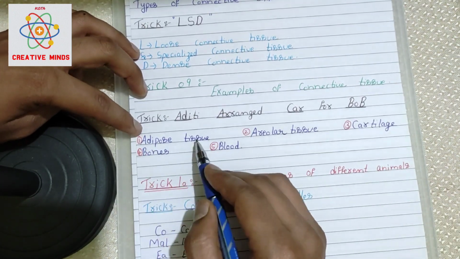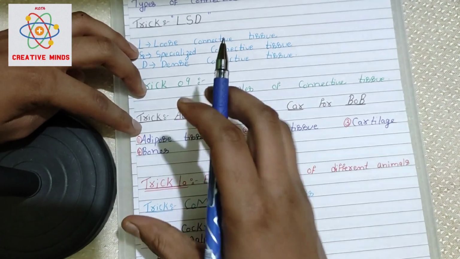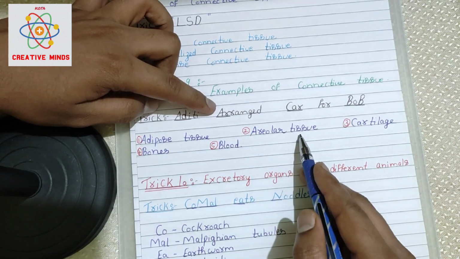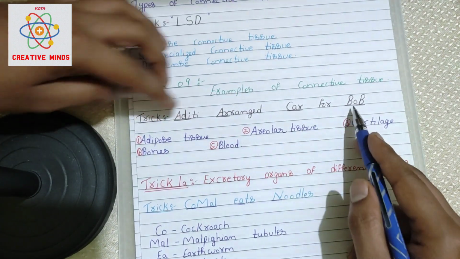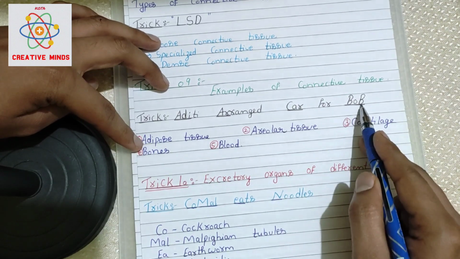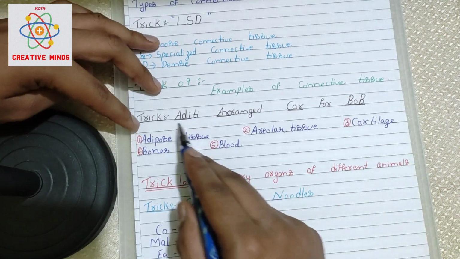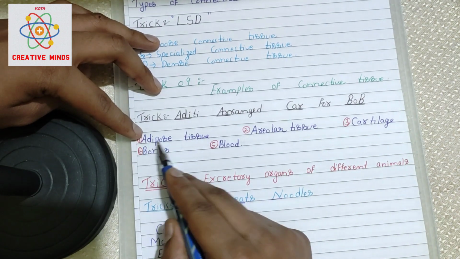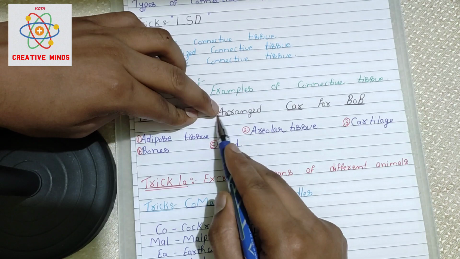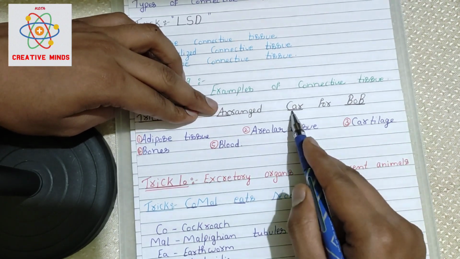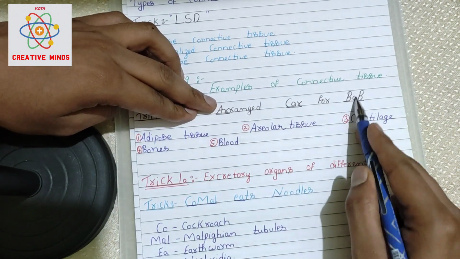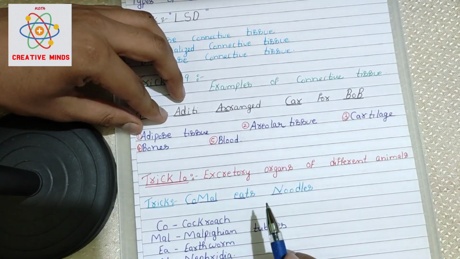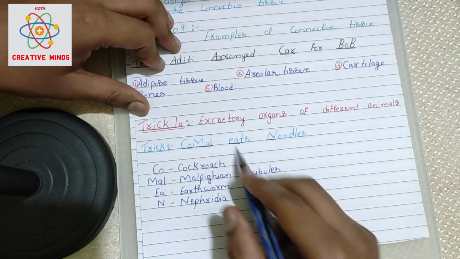Aditi, adipose tissue. See, somewhat it is similar. It sounds similar. Aditi, adipose tissue. Arranged, areolar tissue. Car, cartilage. B, bones. Then at last another B we have, blood. Again I'll repeat. Our trick is Aditi arranged car for Bob. Adi, adipose tissue. Arranged, areolar tissue. Car, cartilage. BO, bones. Then blood. Another B we have, right? So blood.